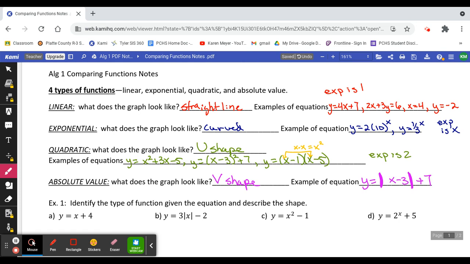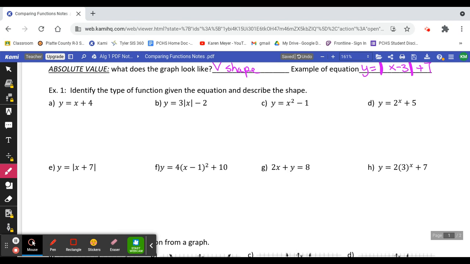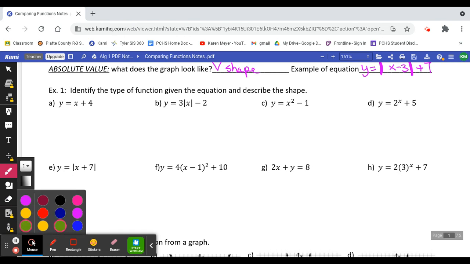All right, example number 1, all of these in example number 1, you just get to name the function. So is it linear, exponential, quadratic, absolute value? And then once you have named it, tell me what the shape of the graph would look like. So on the first one, I'm going to go through and I'm going to look at my powers. And my power is to the first. And anything with a power of 1 for x is linear. And it looks like a straight line. And I'm going to abbreviate straight with ST.